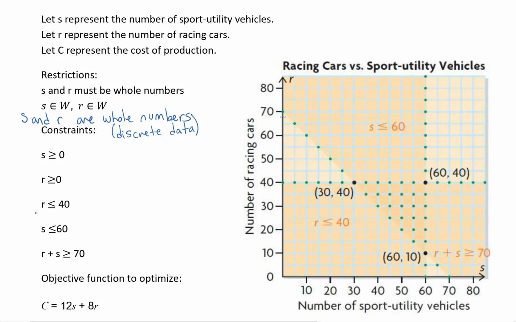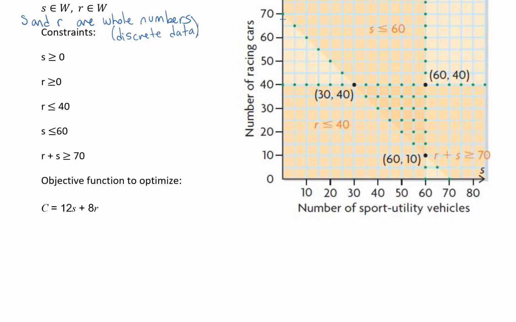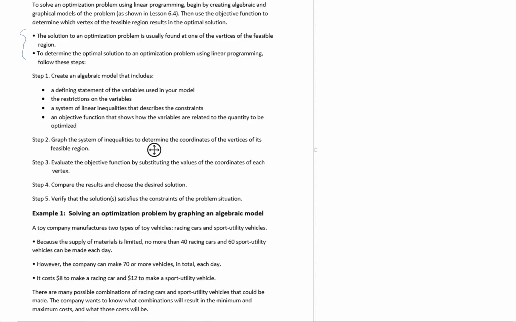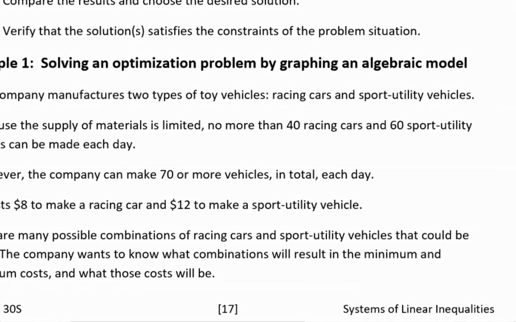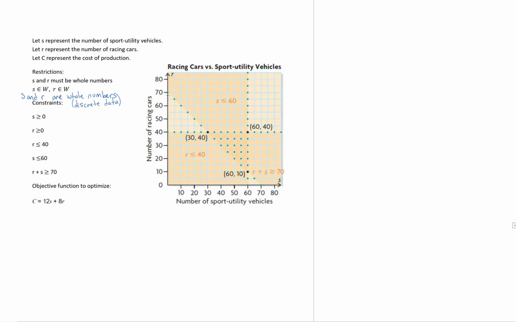The total number of cars has to be, we would like it to be, greater than or equal to 70. Okay, now our objective function to optimize, our cost, is equal to 12S plus 8R. The 12, if you look up here on the previous page, is the $12 to make the SUVs, and the 8 comes from the $8 to make the racing car. That's where we're getting our cost.